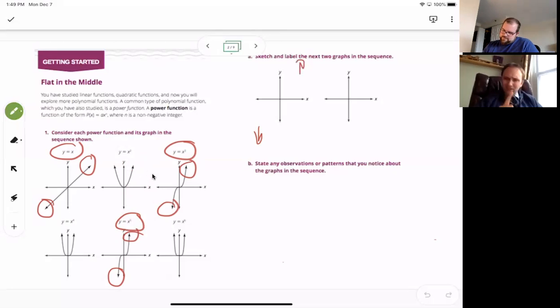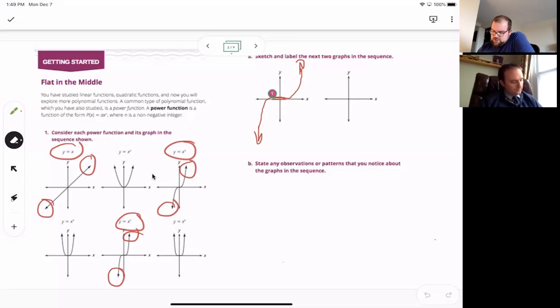And then if I look carefully, it's curving, but it looks like it's getting flatter around the origin. I wonder if there's a hint in the name of this page. Ooh, it says flat in the middle. Oh, that's exciting. So I think my next curve is going to look something like that. That makes sense to me.